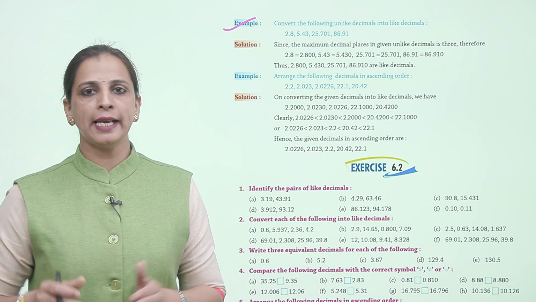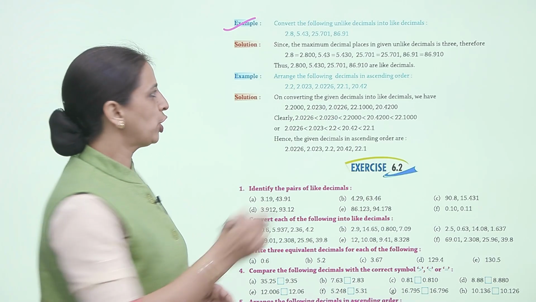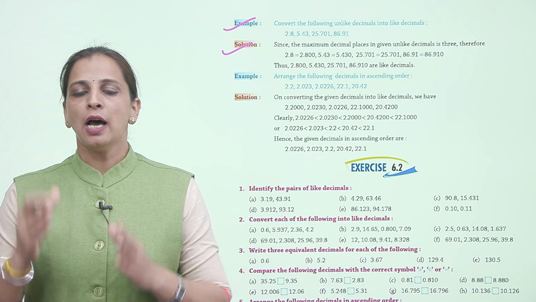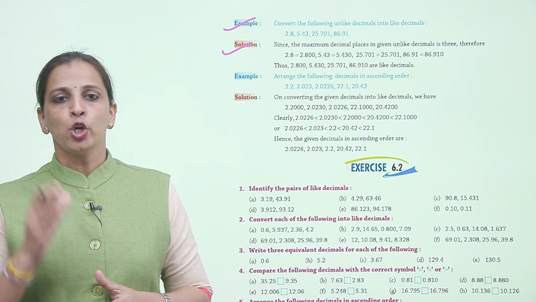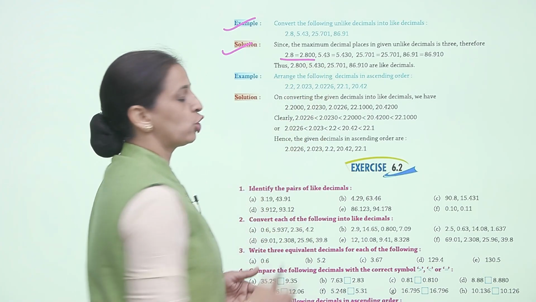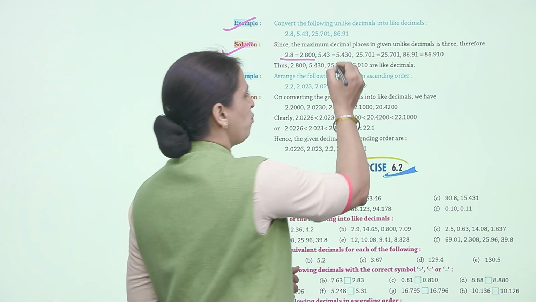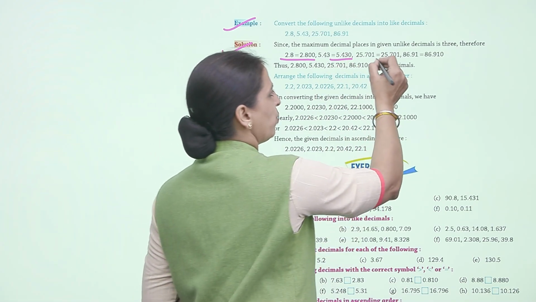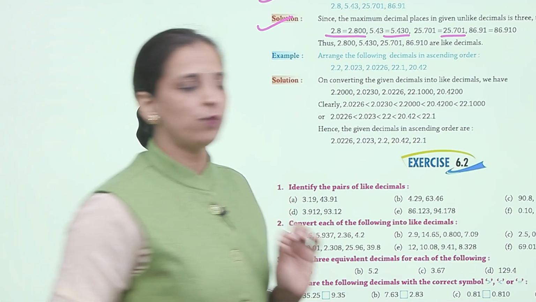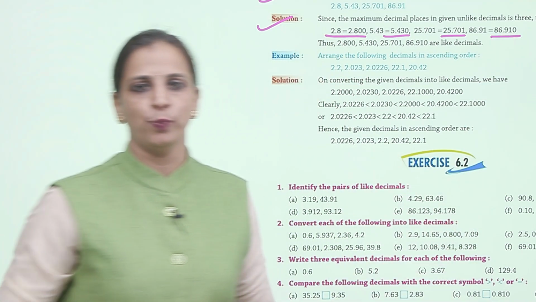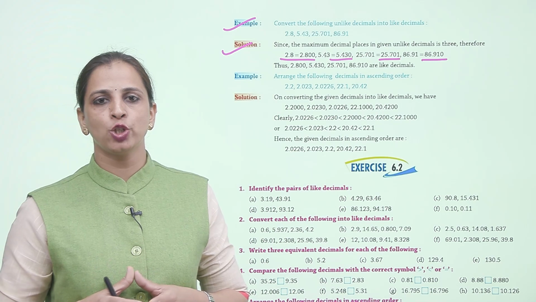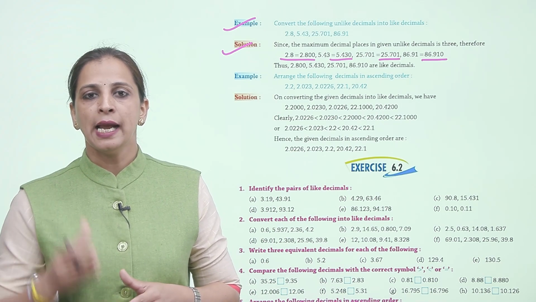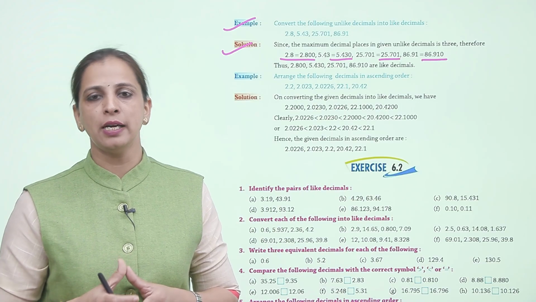कन्वर्ट द फॉलोइंग अनलाइक डेसिमल्स इनटू लाइक डेसिमल्स. सॉल्यूशन करते हैं. Since the maximum decimal places in the given unlike decimals is 3, therefore 2.8 becomes 2.800, 5.43 becomes 5.430, 25.701 is as it is 25.701, 86.91 becomes 86.910. Thus 2.800, 5.430, 25.701 and 86.910 are like decimals.